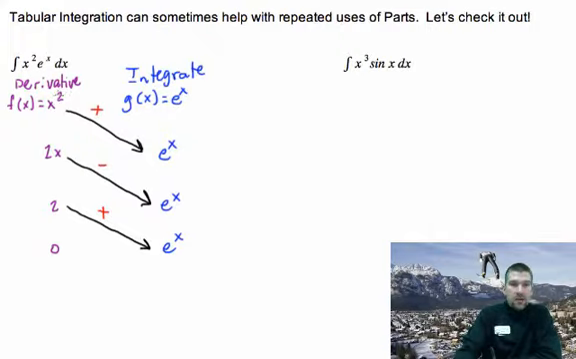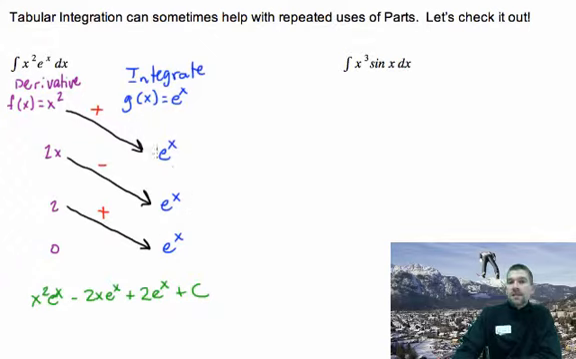If I take x squared times positive 1 times e to the x, that'll get me my first term using tabular integration. So if I integrate x squared e to the x, this is what I'm going to get. I'm going to get x squared e to the x, okay, positive, and then 2x times negative 1 times e to the x, so minus 2x e to the x, and then 2 times positive 1 times e to the x, plus 2e to the x, plus c.